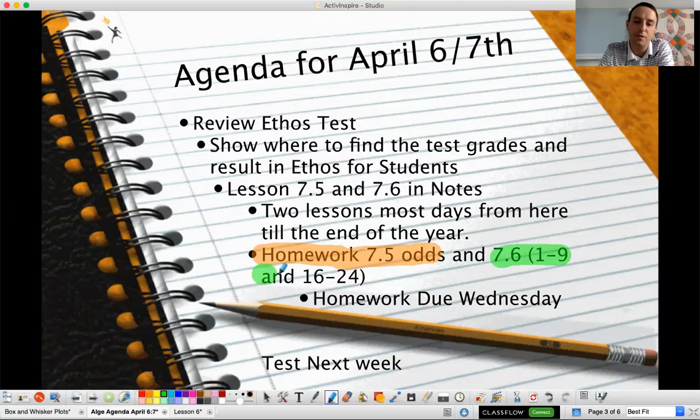I'm also going to email you after class is over. I need you to do 1 through 9 and 16 through 24. That's the first 9 and the last 9. So you get to skip 6 in the middle. Gives you guys a little bit of a break. Again, it's due Wednesday.